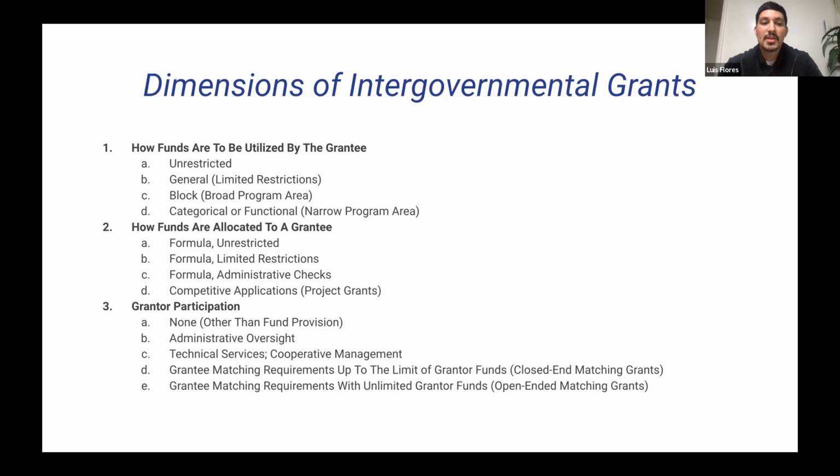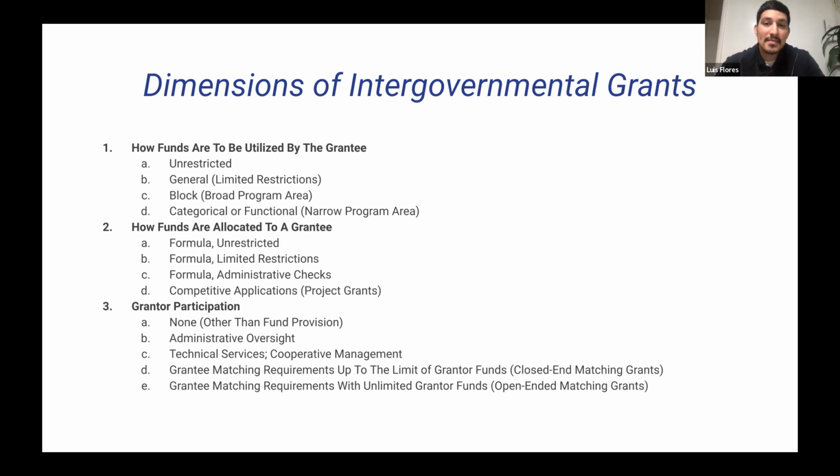Category C, what they say, like administrative checks or formula or a competitive application or project grant, where you're having agencies apply for a very particular kind of project, and you have to make sure that you're abiding by the guidelines set by that project and meeting that within a certain time frame, to make sure that you're eligible to receive the grants or continue to receive funding if that's the dynamic for that particular grant, and moving forward, right? And then you also have the level of participation by grantors, which is the third category for understanding these intergovernmental grants.